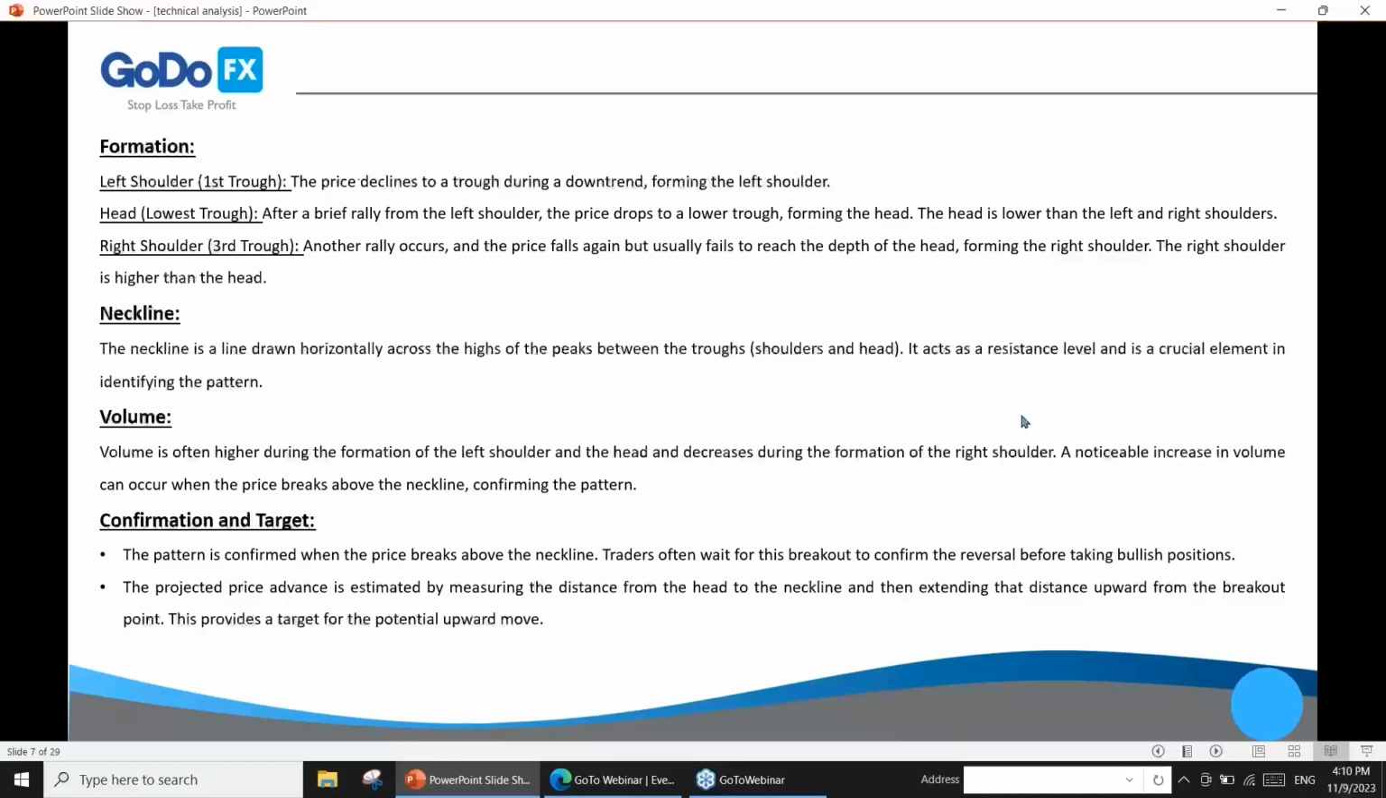So to confirm the pattern, the price is going to break above the neckline, and traders often wait for this breakout to confirm the reversal before taking bullish positions. The projected price advance is estimated by measuring the distance from the head to the neckline and then extending that distance upward from the breakout point. This provides a target for the potential upward move.